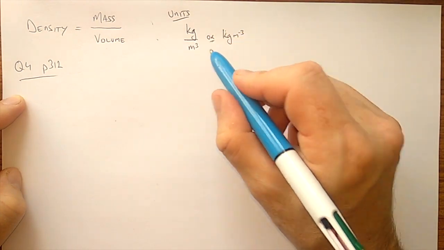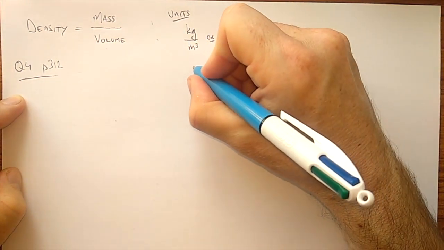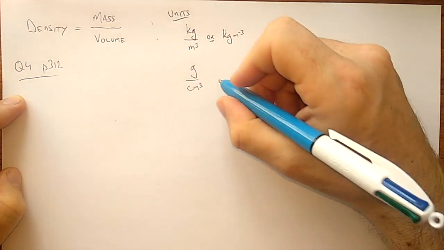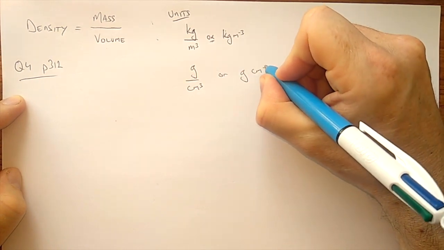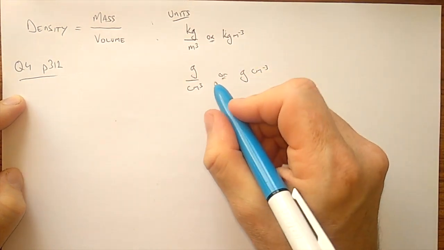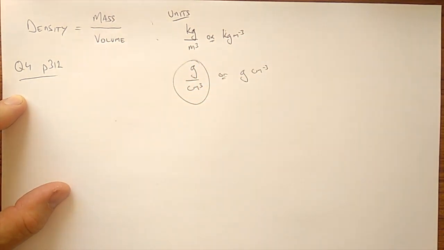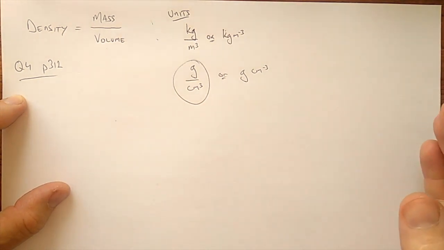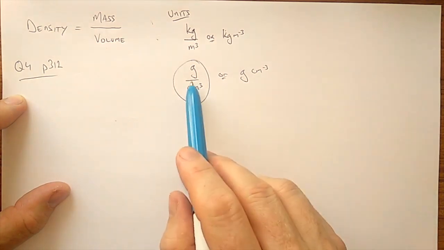However, these numbers are really big sometimes, or really small, because they're huge units. So what we often use is grams per centimeter cubed. You can also write this as grams centimeters to the minus 3. For the moment, we are going to stick with these. It just means nicer numbers, in tens and hundreds rather than thousands.